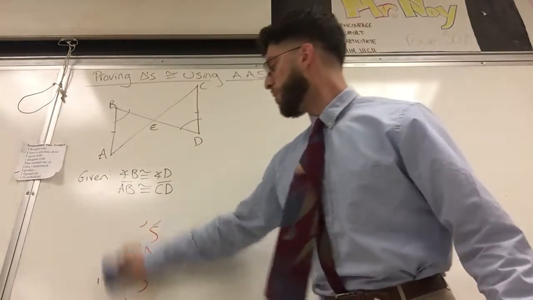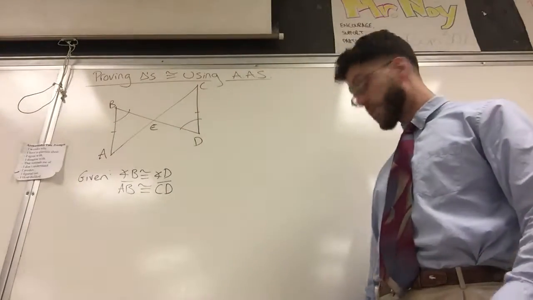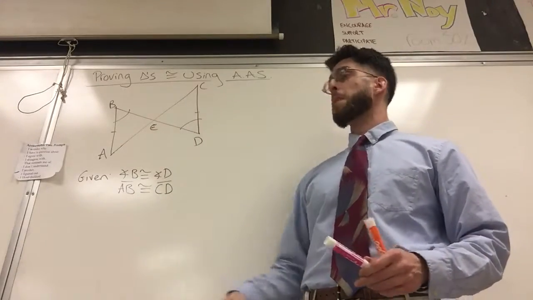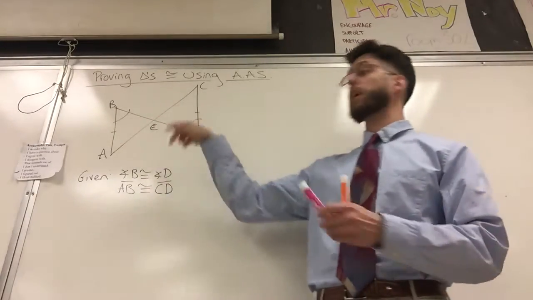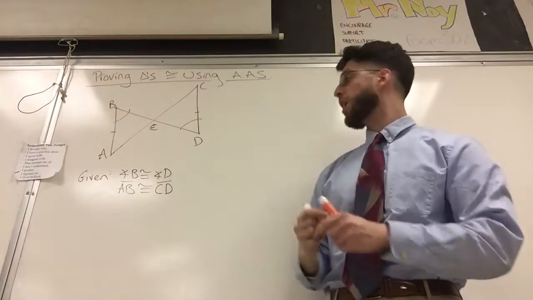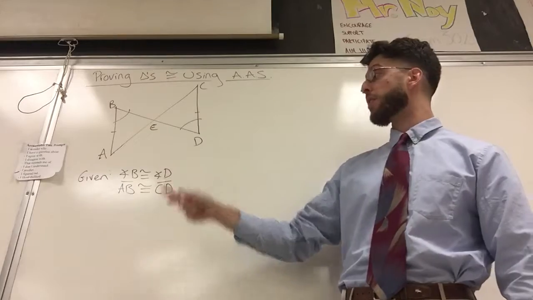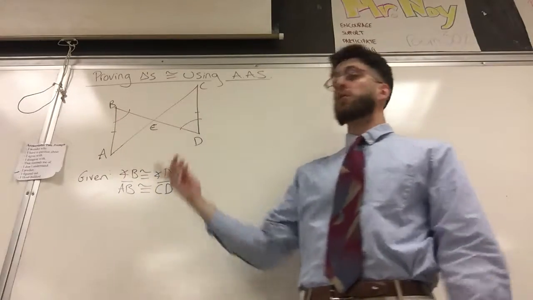All right? So now that you know angle, angle, side works, let me try to show you why. So you look at this diagram. I'm going to stick with the bow tie look for a minute, a little bit of a twist. And I'm saying that angle B is congruent to angle D. That's a given. So I showed it in the diagram.